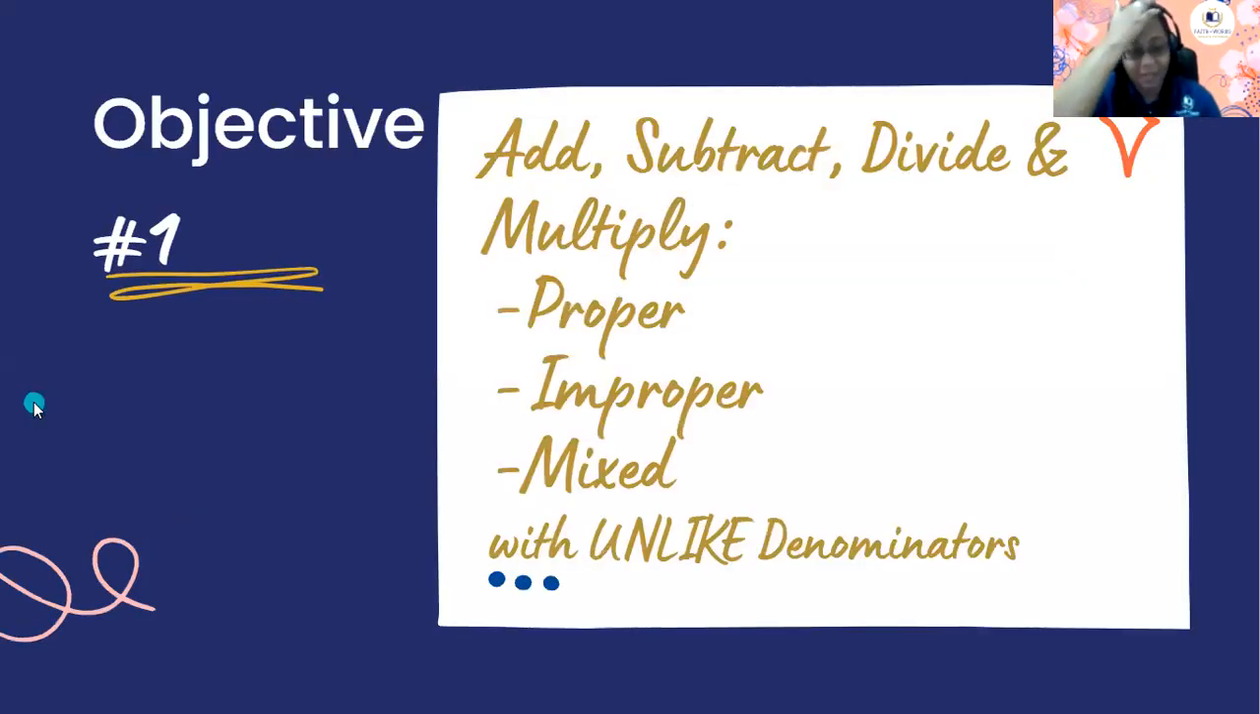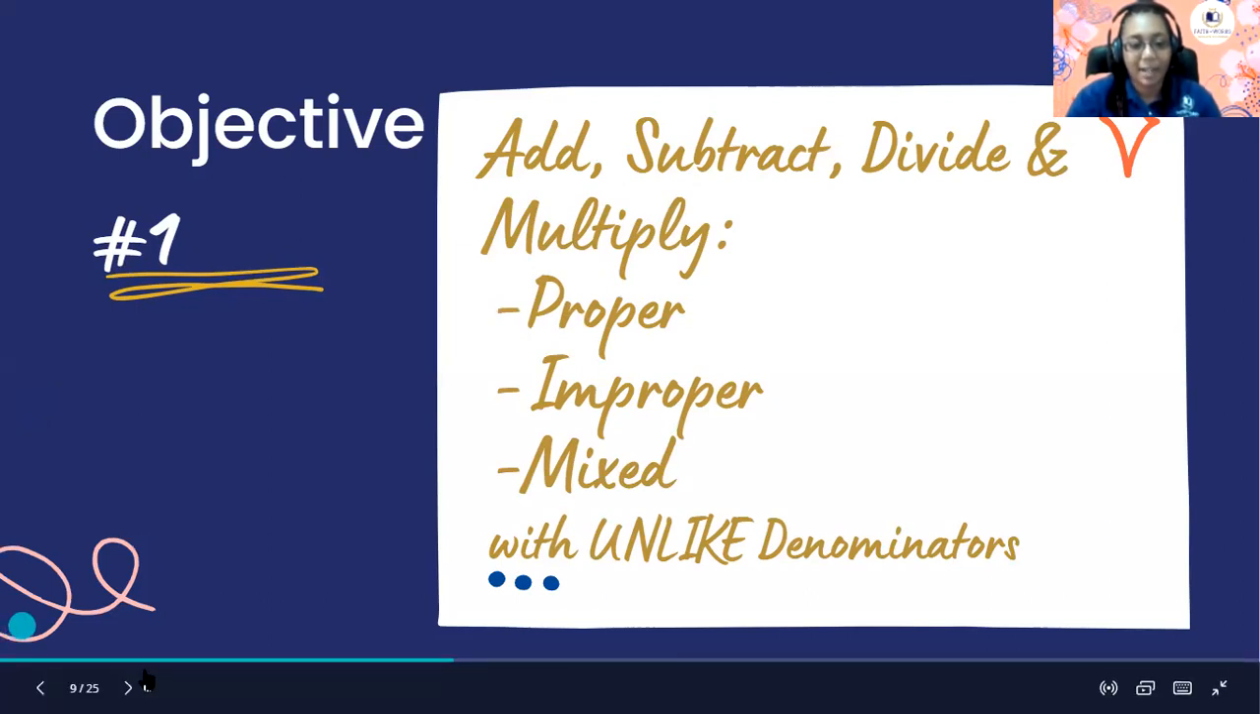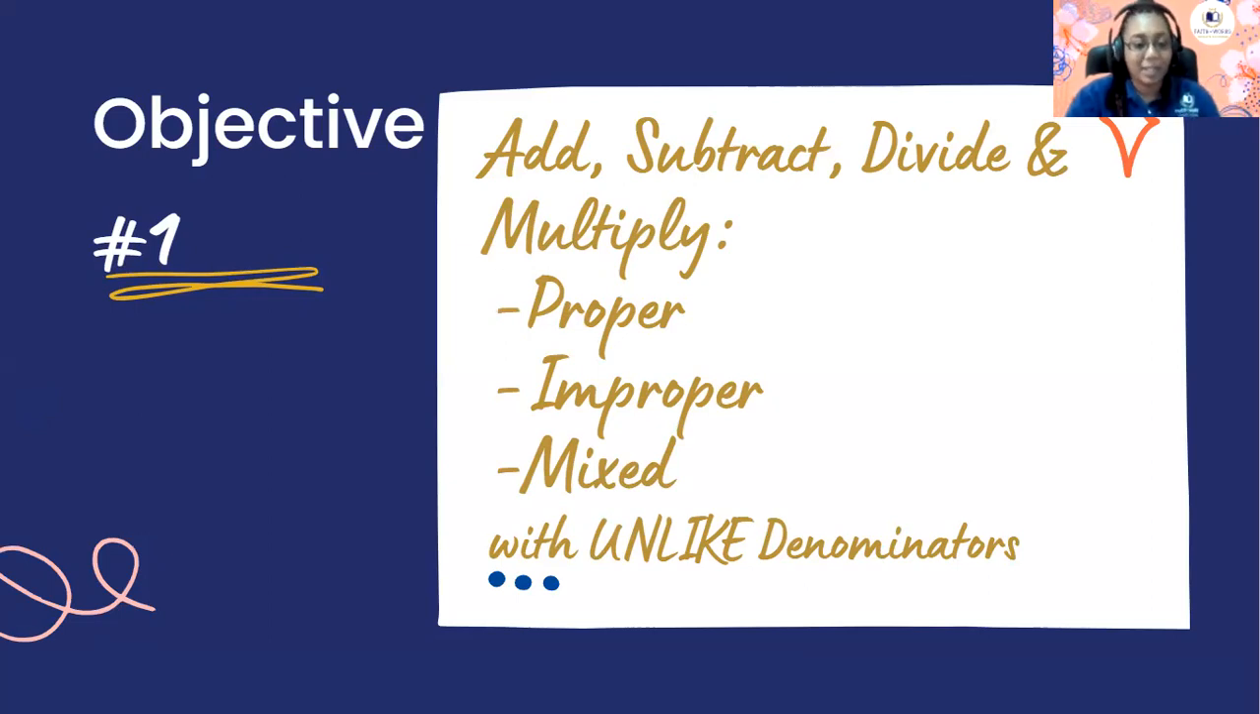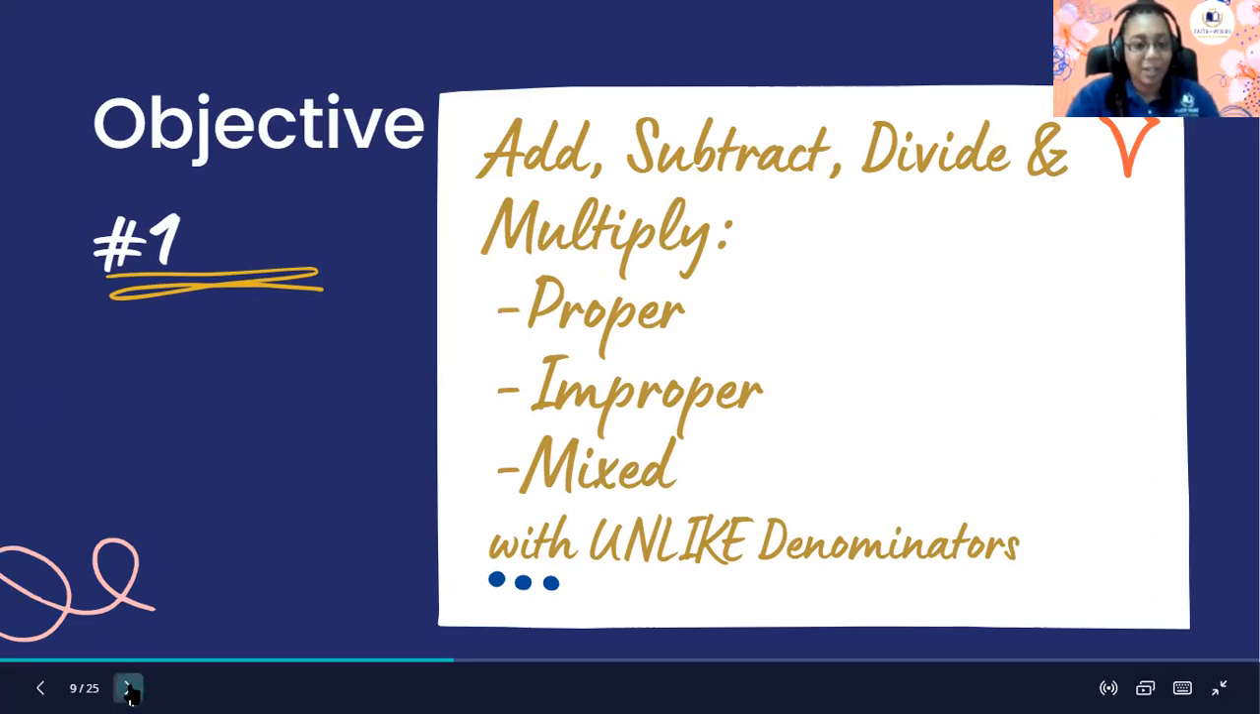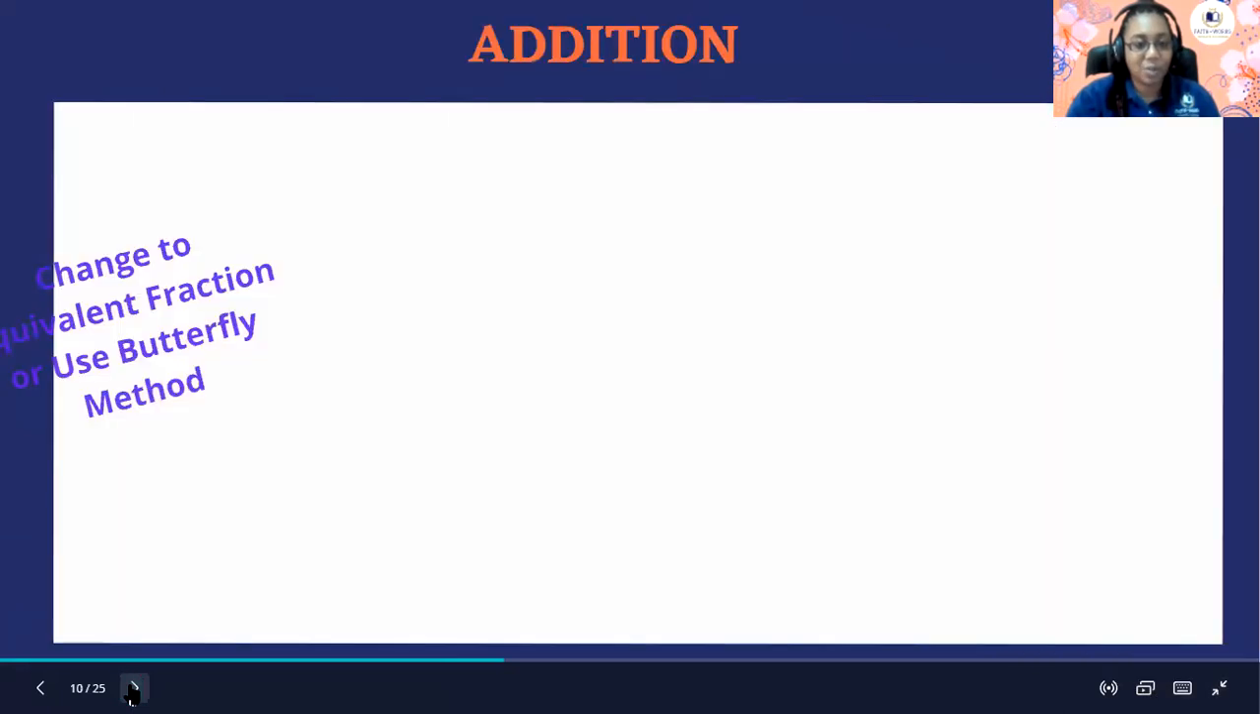All right, so we need to be able to add, subtract, divide, multiply. Proper and improper. All right, we ran out of time, so we will not be able to do the mixed. All right, so let's just go through the rules.